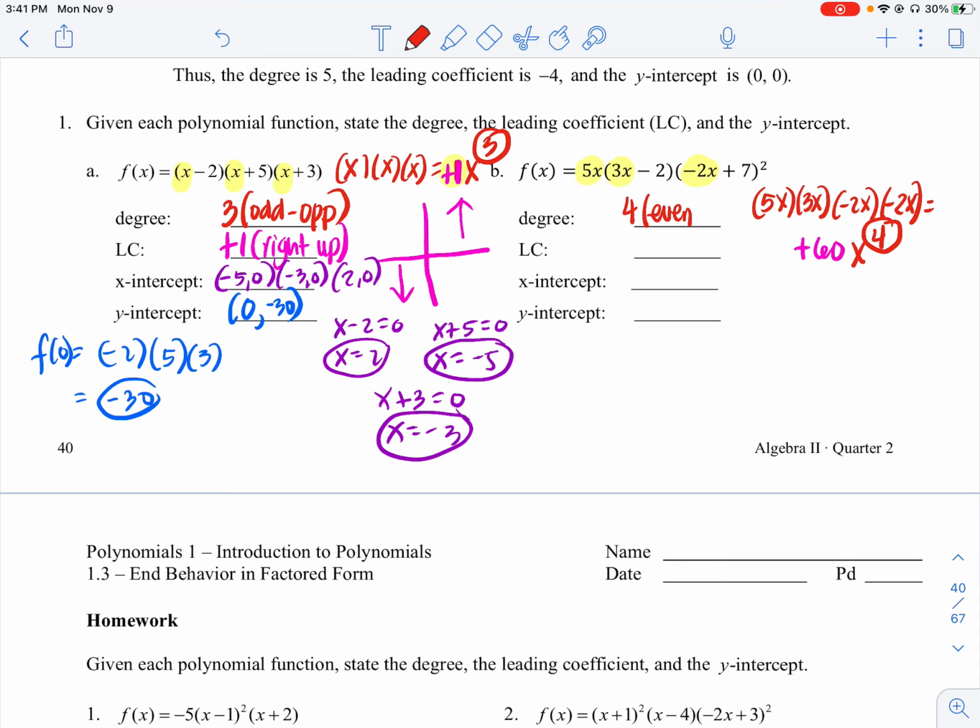And 4 is an even number. And because it's even, they go in the same direction. Either they both are up or they both are going down. And that depends on our leading coefficient. And our leading coefficient is positive 60, right? Because we multiplied all the coefficients and we got a positive 60. So because it's positive, on the right side, it's up. But they have to go in the same direction, so on the left, it's also up. Does that make sense?